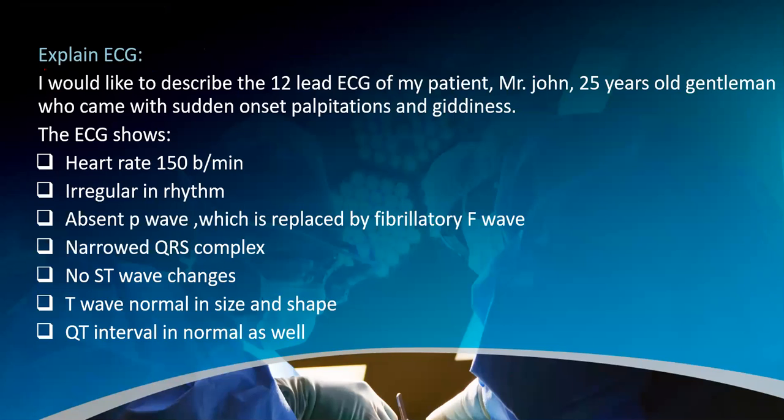All right, so explain the ECG in this way, again, the similar way how we used to do. So say the heart rate is increased, irregular in rhythm, absent P wave, which is replaced by fibrillatory F waves, narrowed QRS complex or normal QRS complex. Whatever you will find, you will just comment in that way. No ST wave changes, T wave normal in size and shape, QT interval normal or reduced.